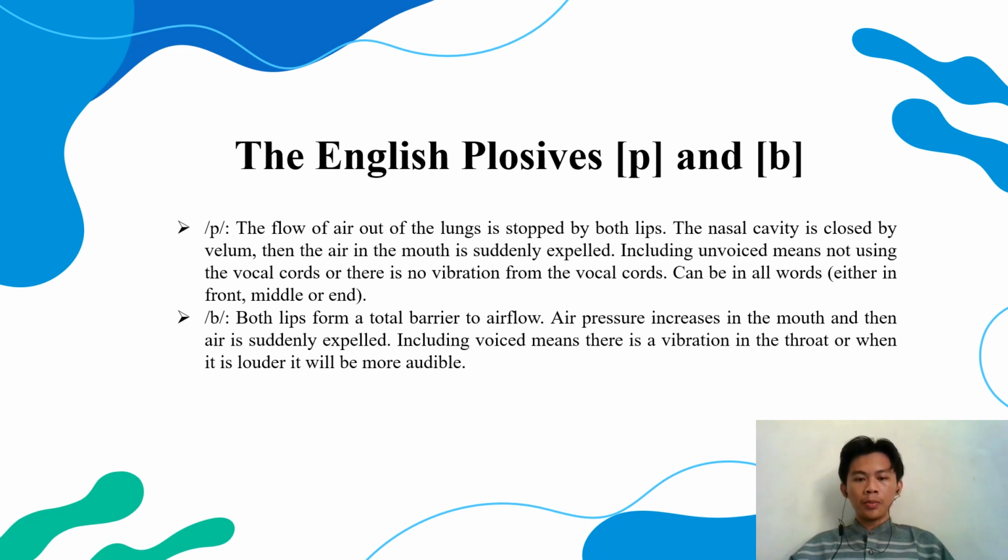Next, b. Both lips form a total barrier to the airflow. Air pressure increases in the mouth and then the air is suddenly expelled. It is voiced, meaning there is vibration in the throat. Examples are beer, body, and dumb.